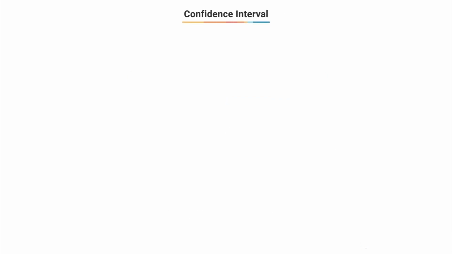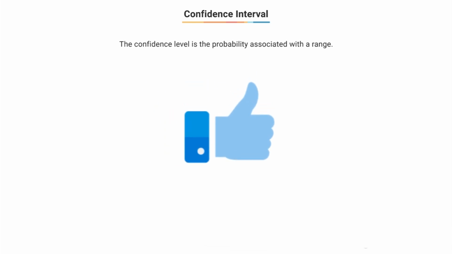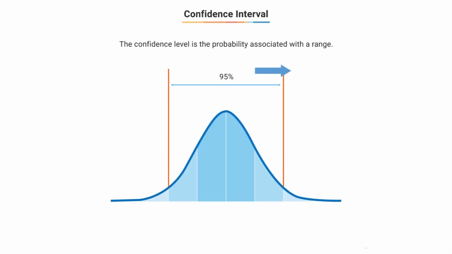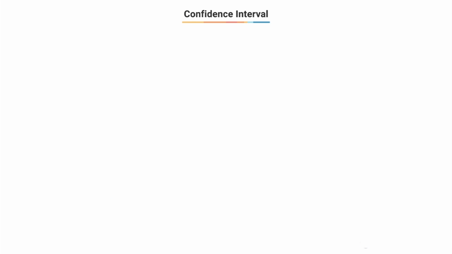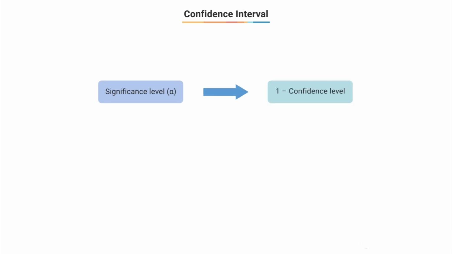So before moving further, let's get some terms straight. The probability associated with this claim is called the confidence interval. In this case, since we are concluding about the population mean with 95% probability, we can say that the confidence level is 95%. In many cases, instead of confidence level, you may also be given the level of significance, which is denoted by alpha. The significance level is given by 1 minus confidence level.